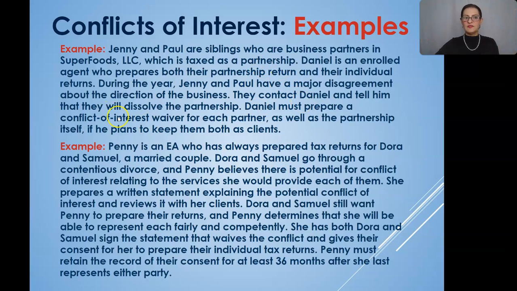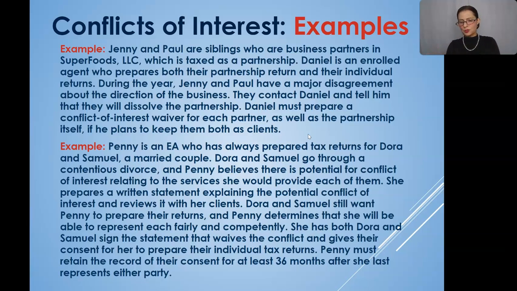Daniel must prepare a conflict of interest waiver for each partner. So the partners are Jenny and Paul, as well as the partnership itself, if he plans to keep them both as clients. Okay, so he's preparing their personal income tax returns, but he's also preparing the partnership tax return, and they're having a falling out. So they're going to dissolve the partnership, but presumably they still want Daniel to be preparing their tax returns and also the partnership tax return. So he has to get a conflict of interest waiver from the partners as well as from the partnership itself, which is the entity.